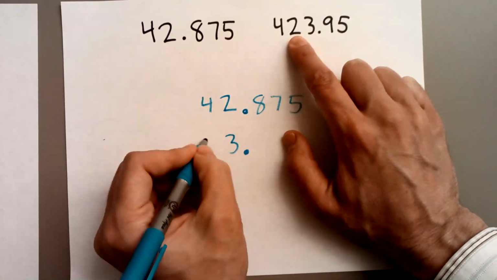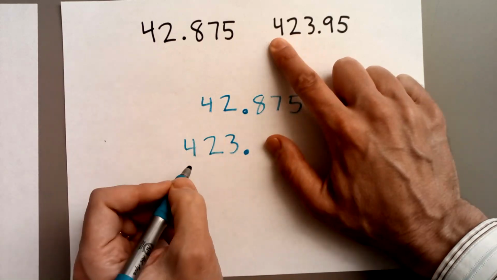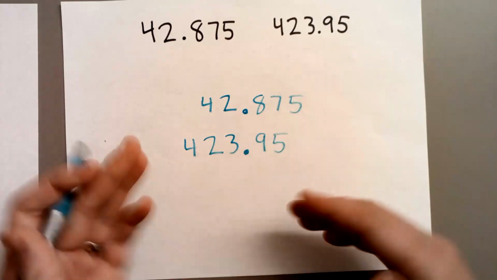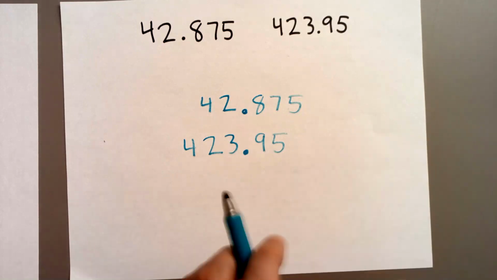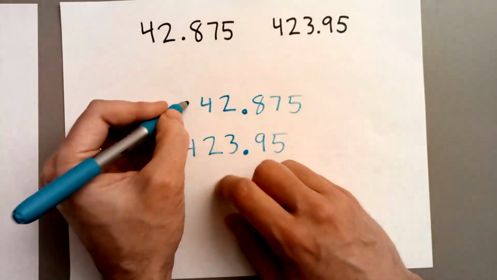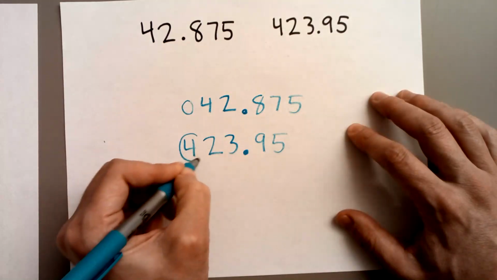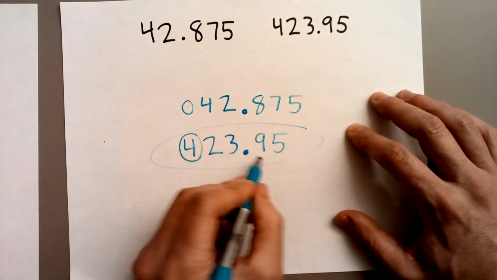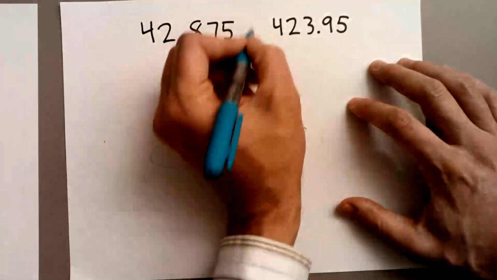A 2 is in the tens place. Go below that 4 in the tens place. And then a 4 is in the hundreds place. And then a 9 in the tenths place and a 5 in the thousandths. Okay. See, when I stack this, starting with that decimal to make sure I align my digits, I can see that if I looked in the hundreds place, this number doesn't even have anything in the hundreds place. 4 is much greater than 0, of course. So 4 here, that means that entire number is larger because it has a digit in the hundreds place, and this one does not have a digit in the hundreds place.